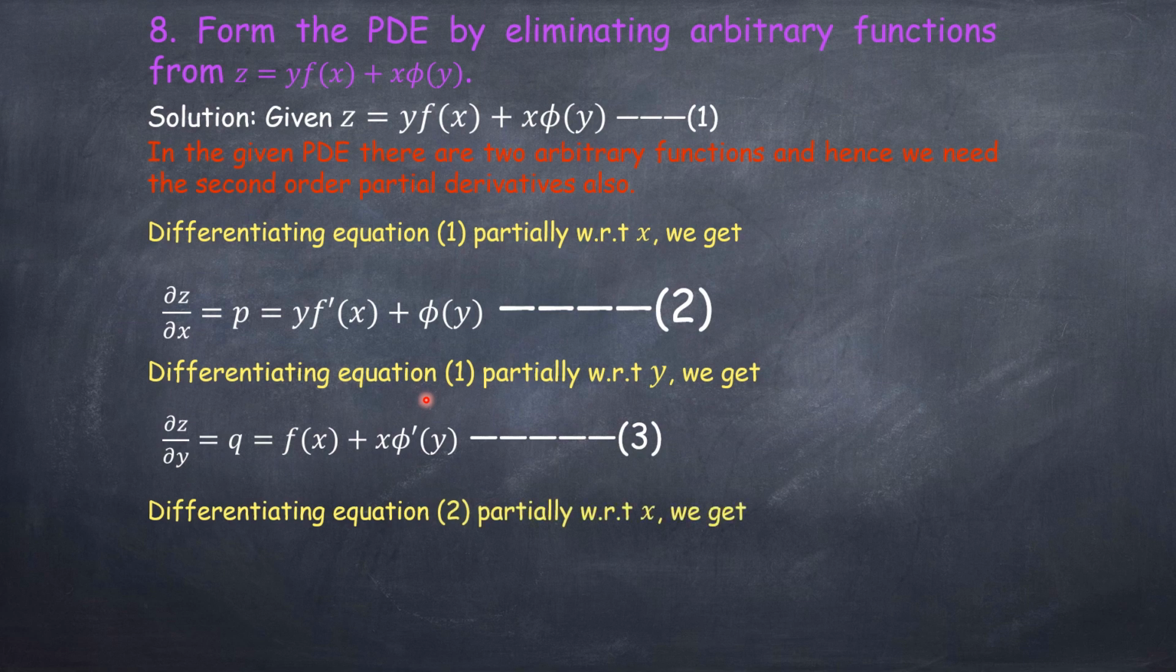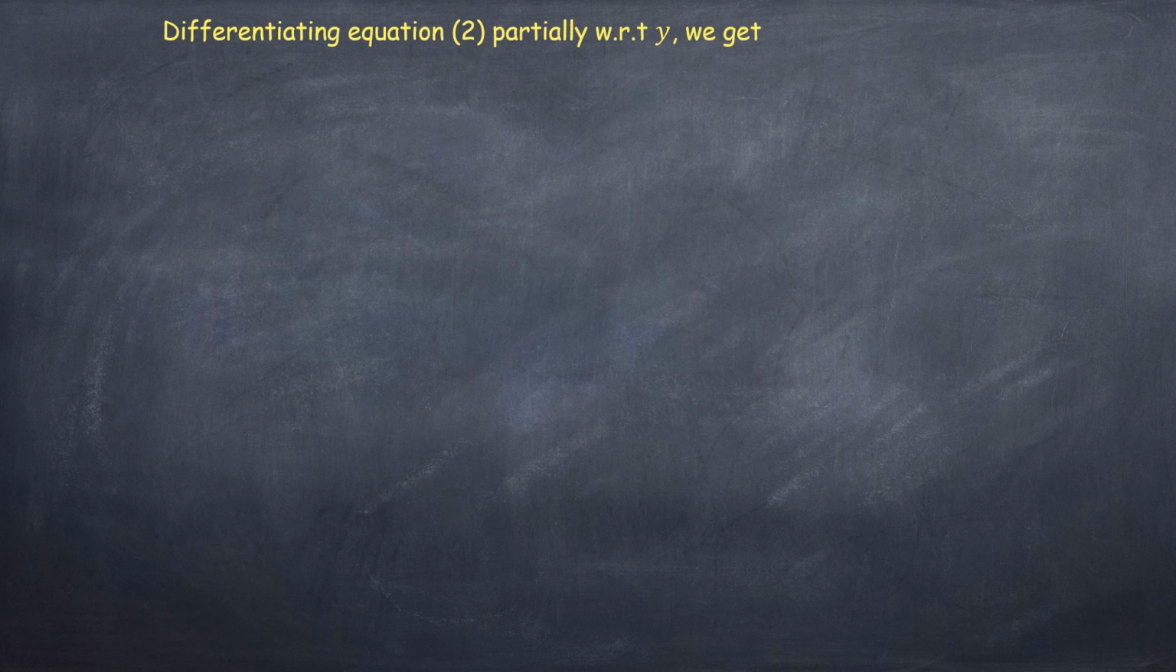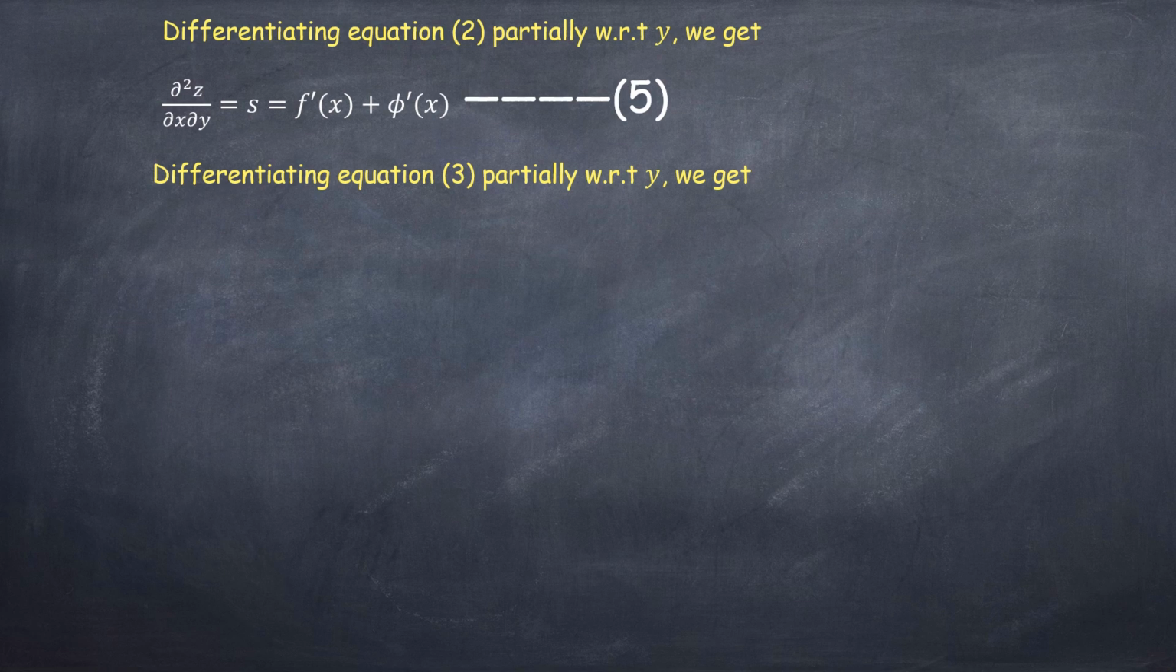Differentiating equation number 2 partially with respect to x, we get the second order partial derivative dou square z by dou x square, that is nothing but r, that is equal to y into f double dash of x. Call that as 4. And observe here, this term contains only a function of y. It is a constant with respect to x, so it will vanish. Now differentiating 2 with respect to y, we get dou square z by dou x dou y, that is s, that is equal to f dash plus phi dash. Differentiating 3 with respect to y, we get t is equal to x into phi double dash.